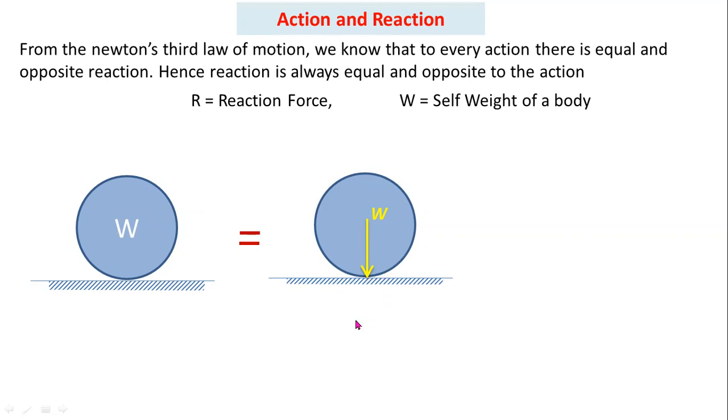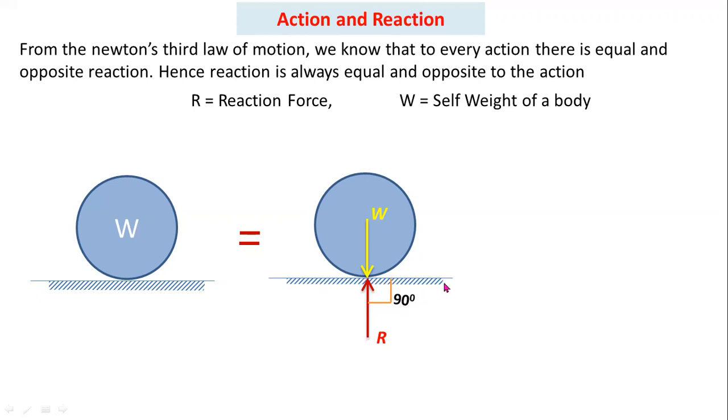Now we have to consider an opposing force. Here there is a contact between this sphere and the horizontal plane. At the point of contact, you have to consider a reaction force R. Here the support is horizontal, so you have to consider a perpendicular or normal reaction force. Reaction force always makes an angle of 90 degrees with respect to the support. The angle between the support and the reaction force is always 90 degrees.